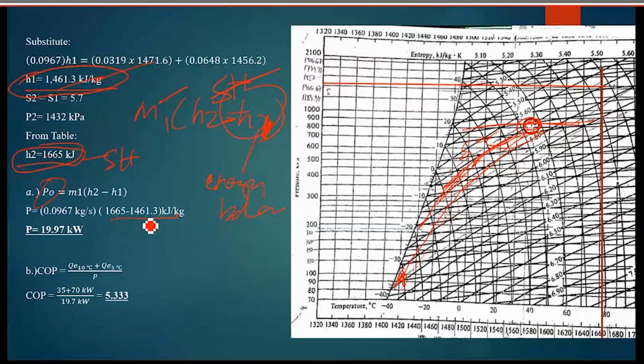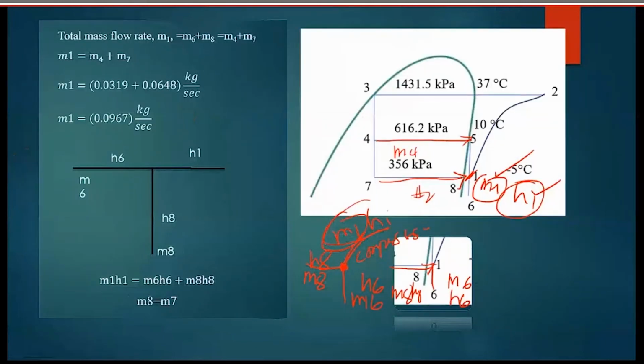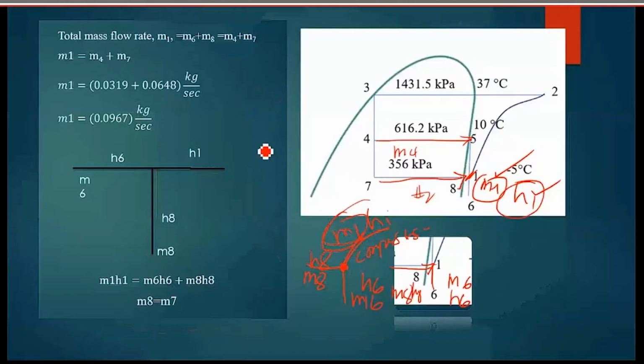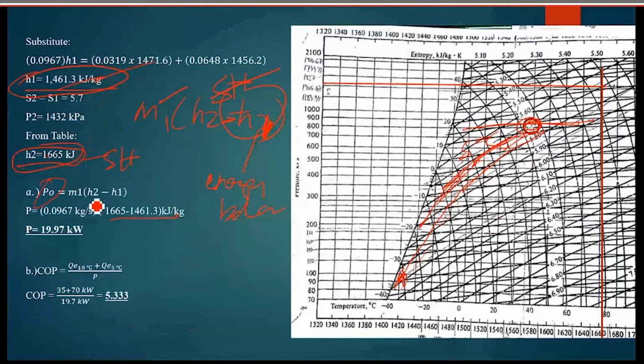Then times the mass 1, the mass at the suction of the compressor. We were able to get mass 1 during the energy balance. So mass 1 is just M4 plus M7. We were able to get M4 and M7 because they are the ones coming into the suction of the compressor. So all we have to do is multiply M1 with the difference of H2 and H1 to get the power. So the work of compression is here.